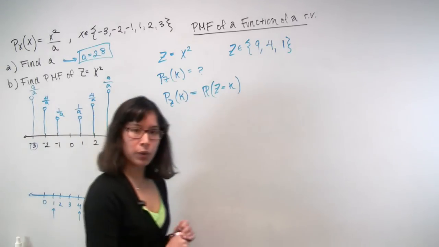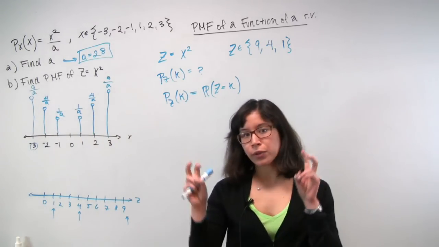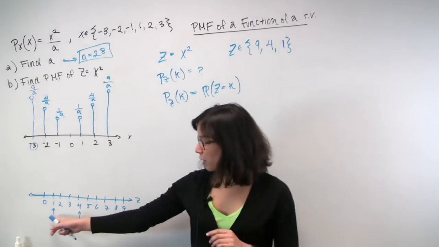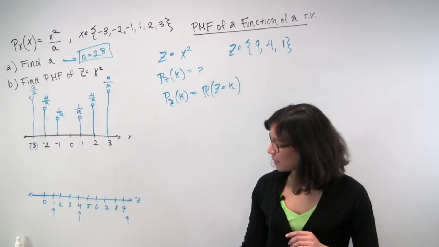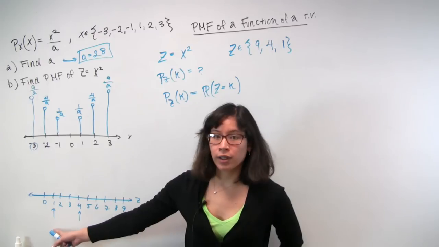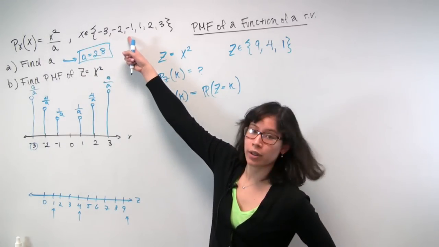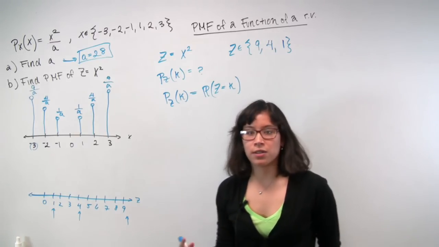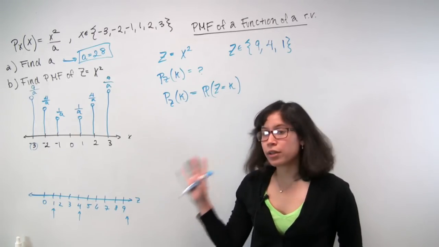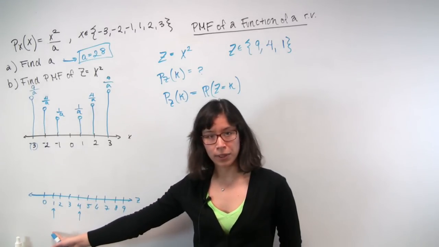Okay, so now let's think about how frequently Z takes on each of these three values. Well, Z takes on a value of 1 precisely when X takes on a value of -1 or 1. Take a moment to convince yourself of that. There's no other scenario under which Z can take on a value of 1.